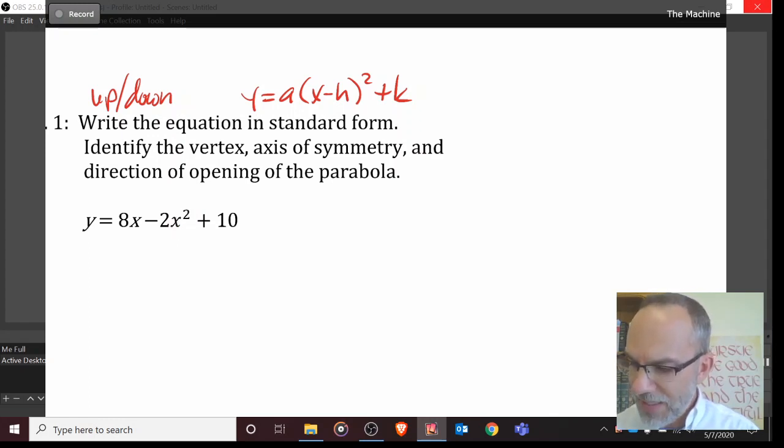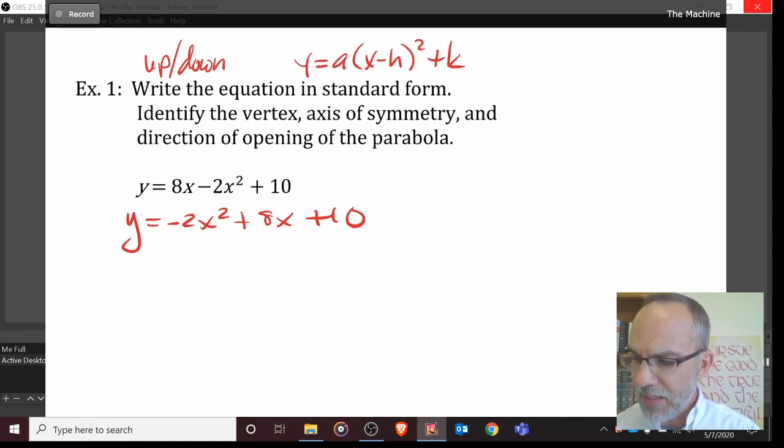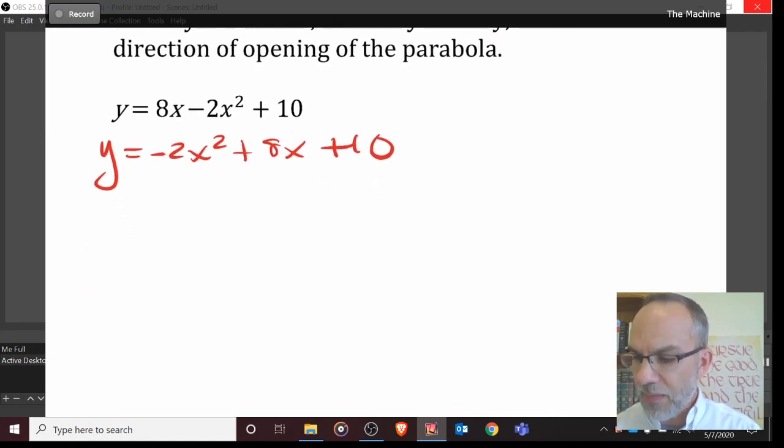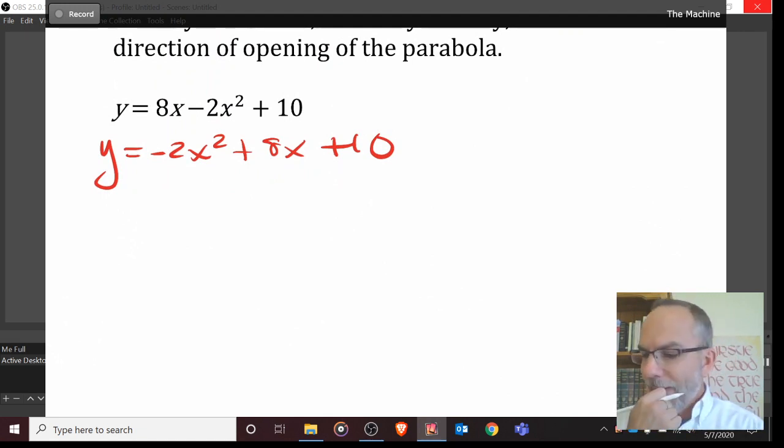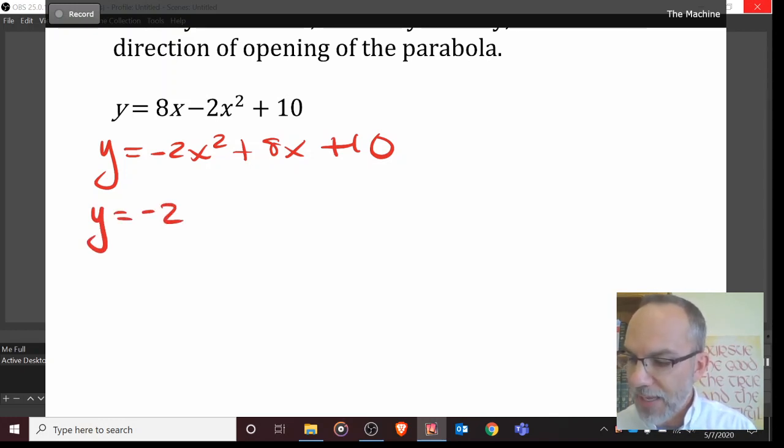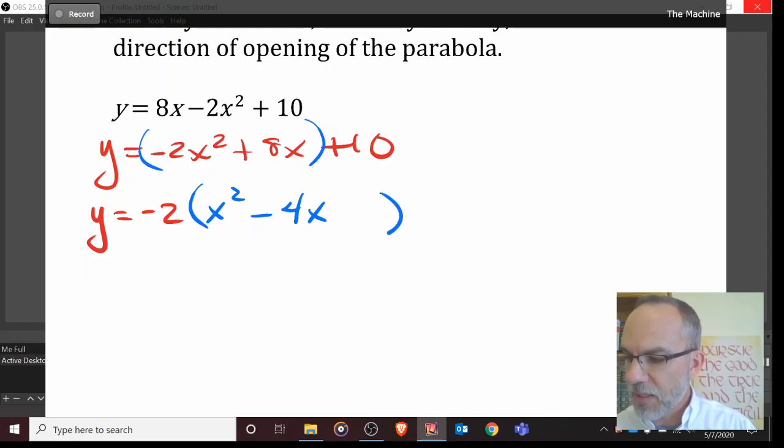So let me rewrite this first. Let me say y is equal to negative 2x squared plus 8x plus 10. Let me get it in descending degree. That's general form, by the way, that one right there. And now let me complete the square. In order to complete the square, I have to factor out the negative 2 from the x group. So it's negative 2 times x squared minus 4x, if you can track that math, you should be able to. Leave space, close the parenthesis now, and then plus 10.